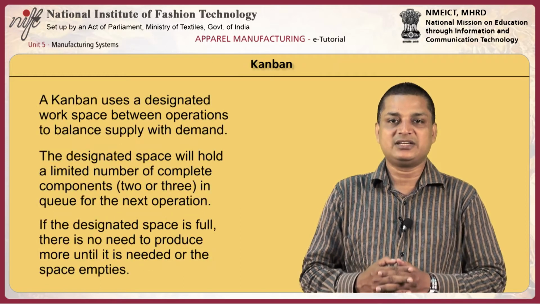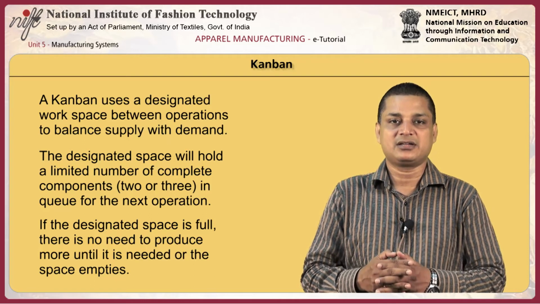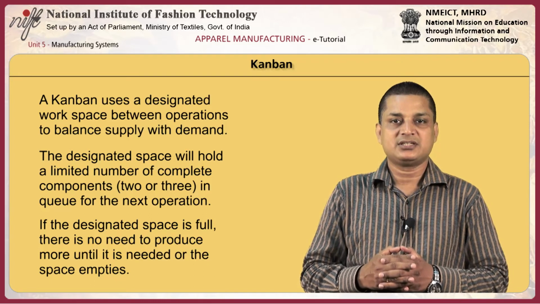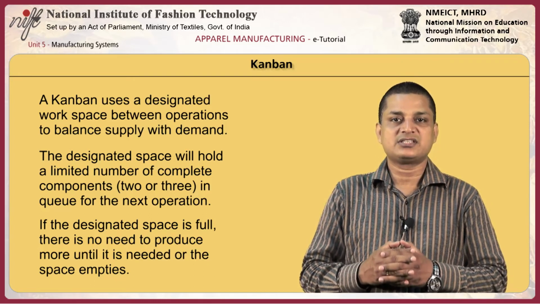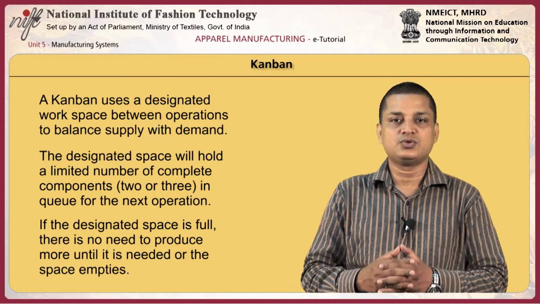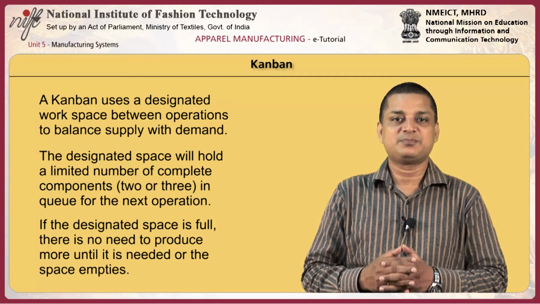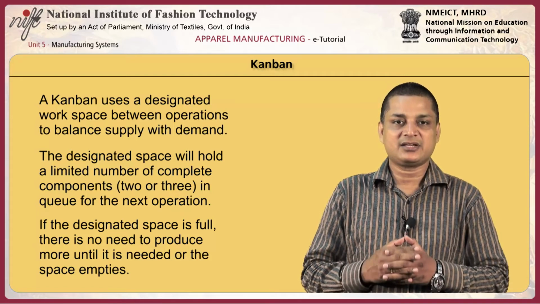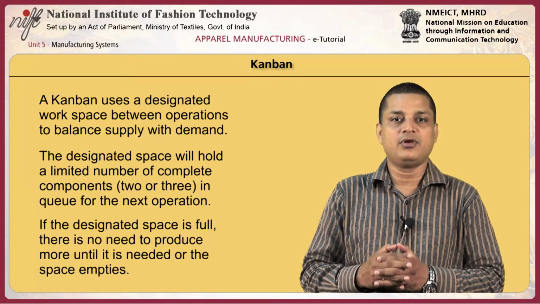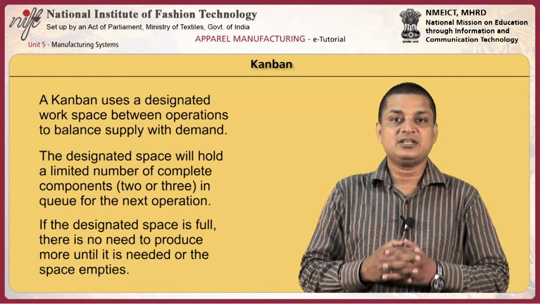A Kanban uses a designated workspace between the operations to balance supply with demand. The designated space will hold a limited number of complete components, 2 or 3, in a queue for the next operation. If the designated space is full, there is no need to produce more until it is needed or the space empties. This limits the build up of product ahead of the next operation. When the space is full, an operator can assist with another operation that may be slow.